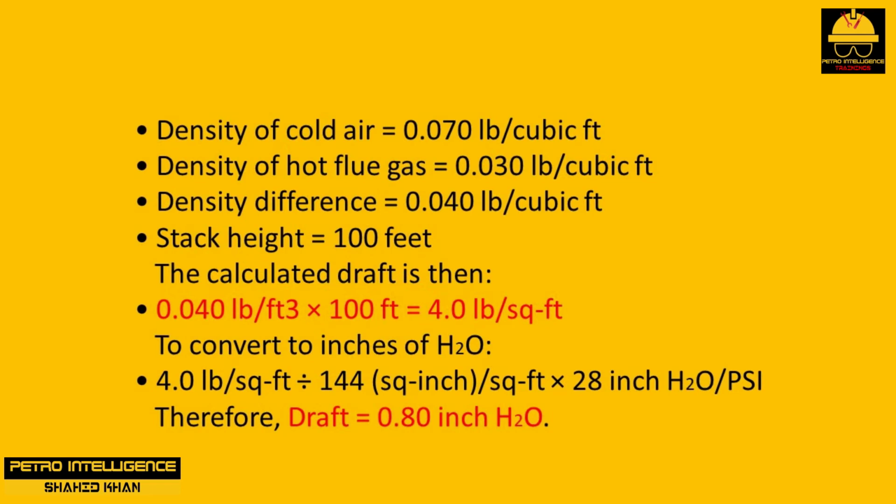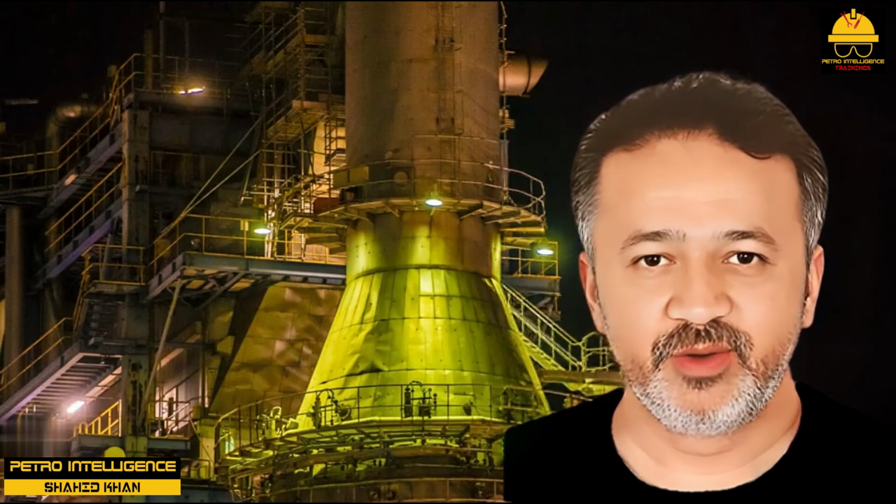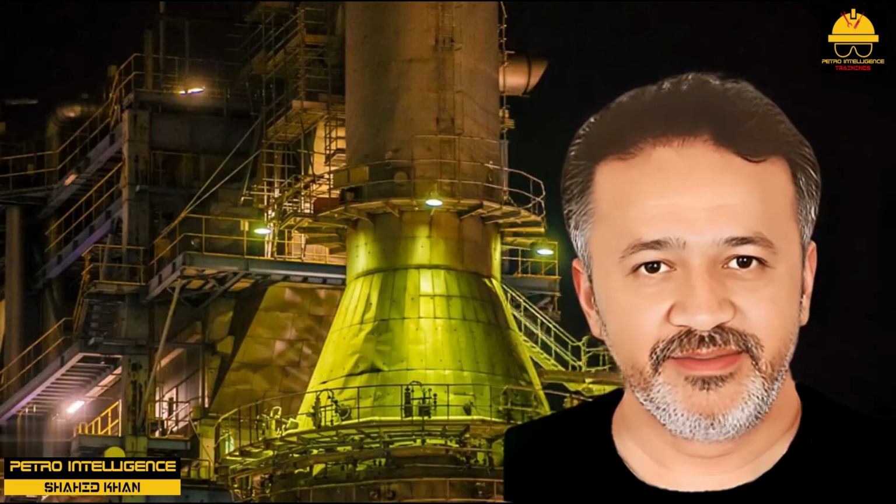0.040 pounds per cubic foot times 100 feet equals 4 pounds per square foot. To convert to inches of H2O, 4 pounds per square foot divided by 144 square inches per square foot times 28 inches H2O per PSI. Therefore, draft equals 0.80 inch H2O. The wind also creates 0.1 to 0.2 inches of water draft. Frictional losses in the stack tend to reduce draft. I usually ignore both factors, even though on occasion they may very well be significant.